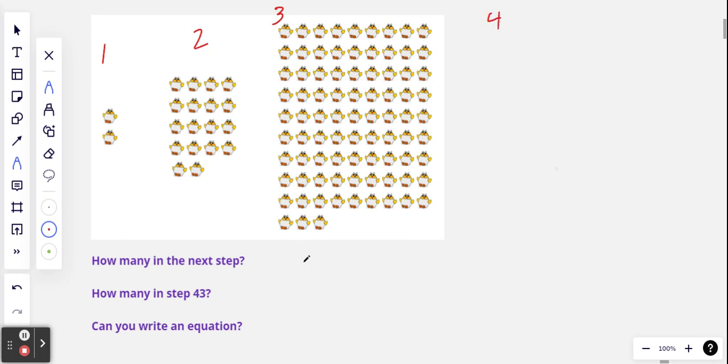If you can do that, can you predict how many in step 43? And can you write an equation that could be used to express the number in any step at all? Let me tell you, the numbers here get big really quickly. If you'd like to accept that challenge, pause the video and see what you can do.